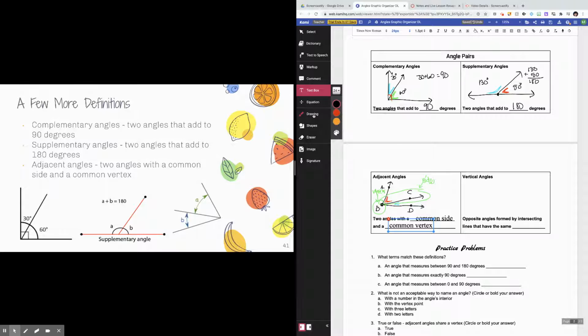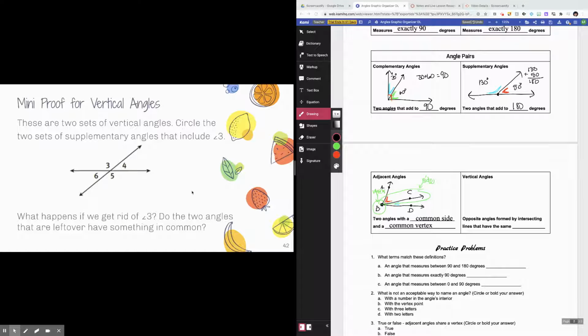Then my last type of angles are called vertical angles, and I call those mirror image angles. I'm going to draw some for you and then show you how they work. Vertical angles are formed whenever you have two lines that intersect. So here are my two lines that are intersecting, and see how you have these angles that are across from each other.